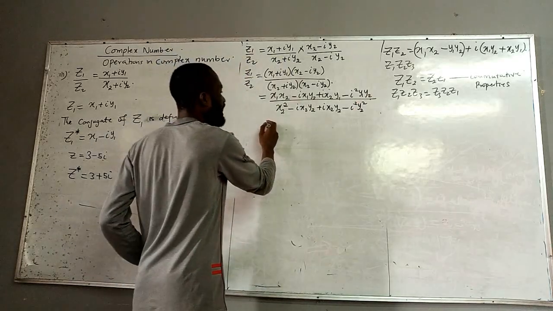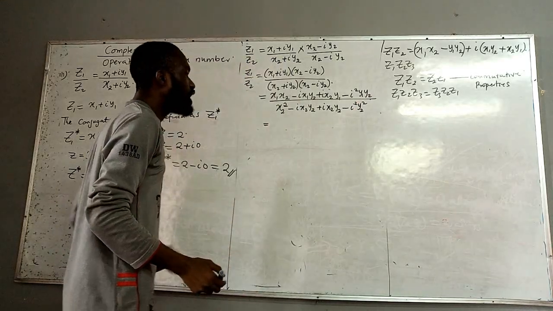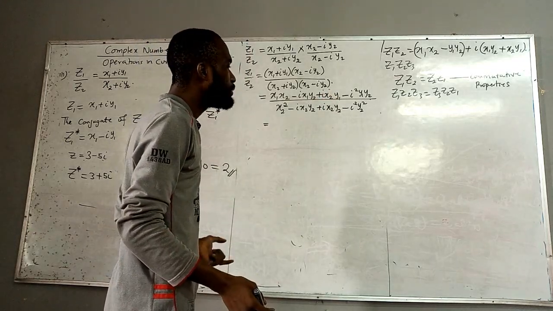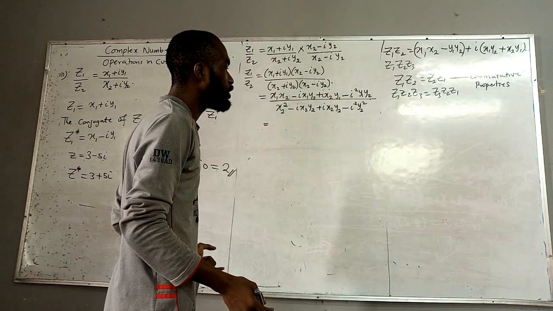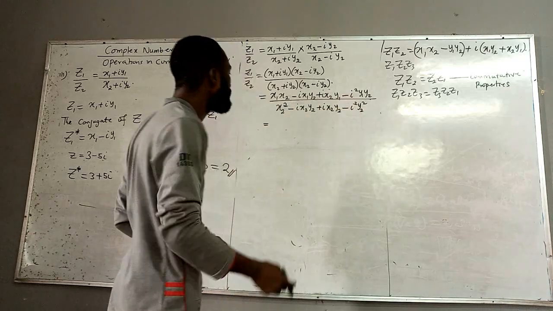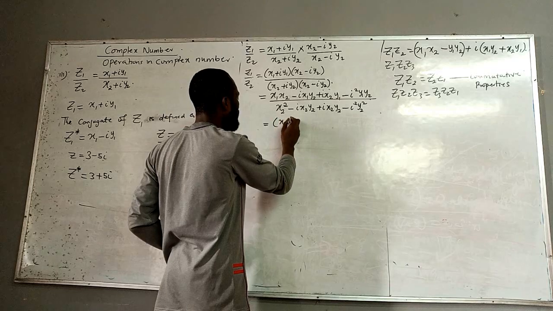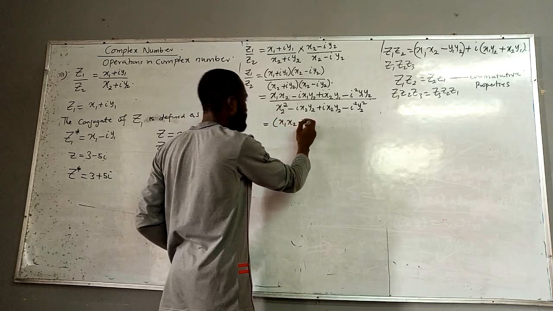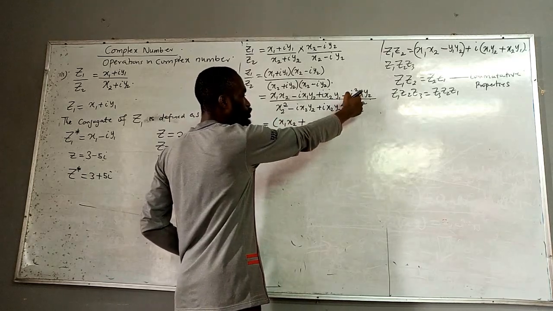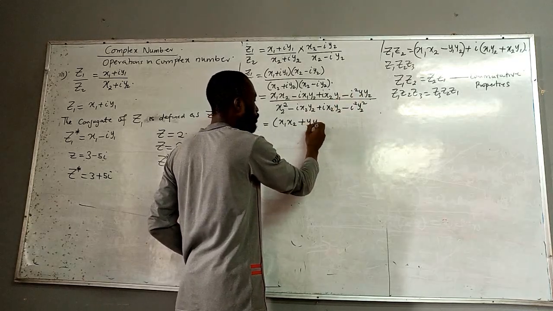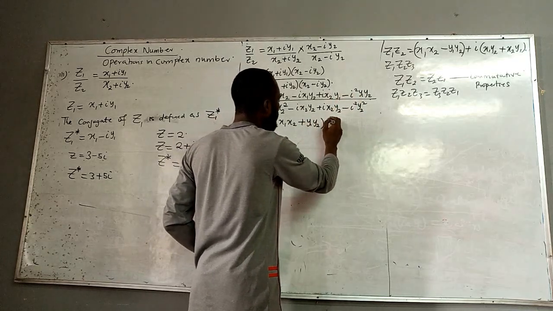At the end of the day, let's see. From what we learned the other time, my i squared will turn to minus 1. Then minus times minus will turn to what? To plus. Then it will make this part to be what? To be real part. Then I can combine the real part. I will now have x1 x2 plus, because my i squared will be minus 1, and minus 1 times minus will give me plus, then I have y1 y2 plus.